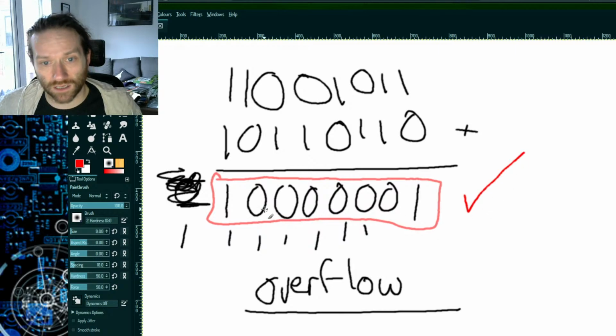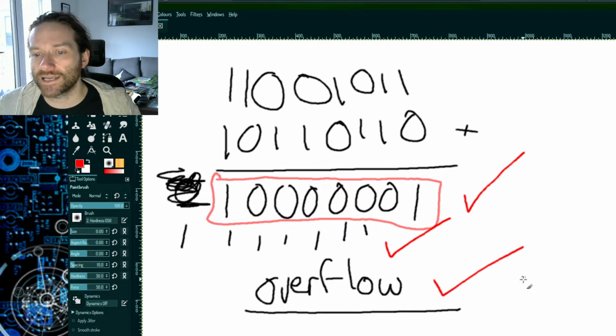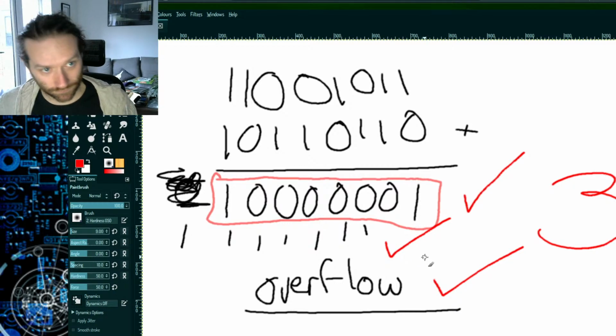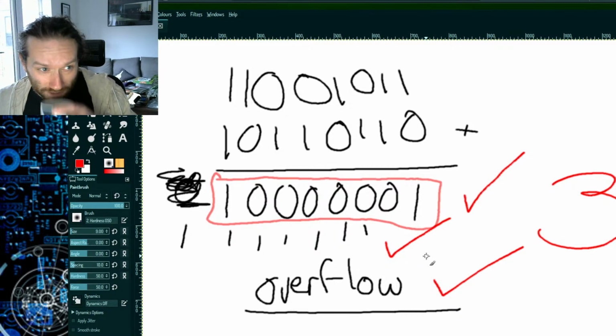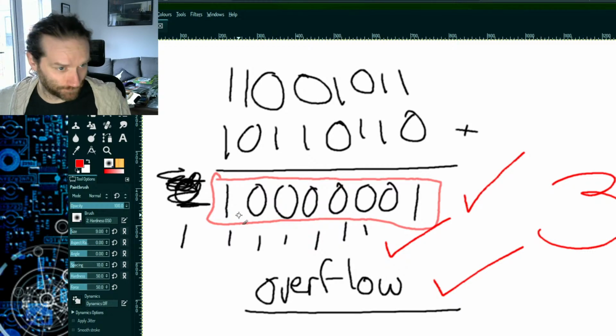You get a mark for getting the final answer right. You get a mark for showing the carry bits in the right place. You get a mark for stating overflow. That's 3 marks. Okay? Are we agreed?